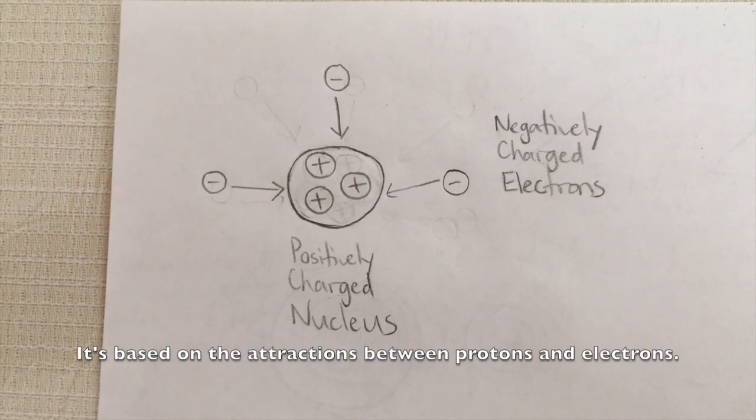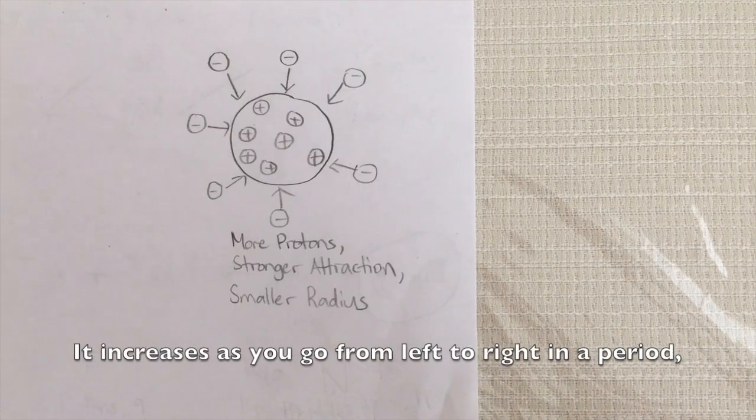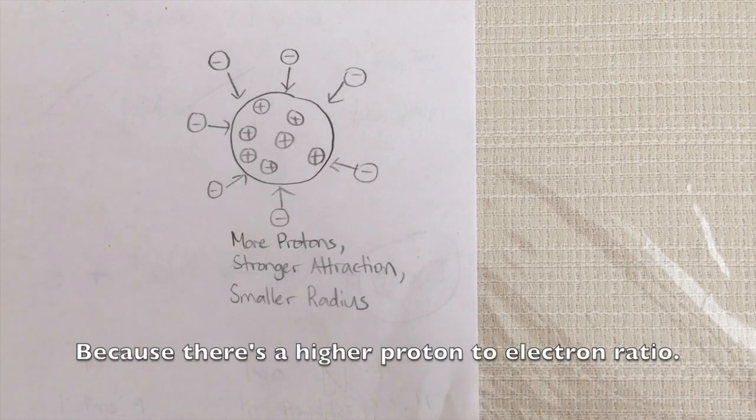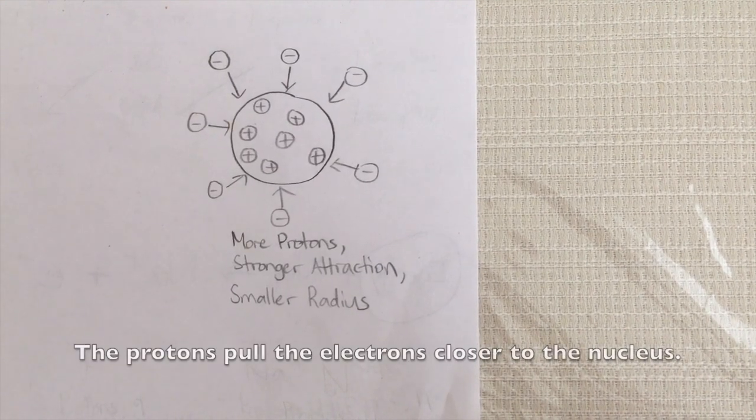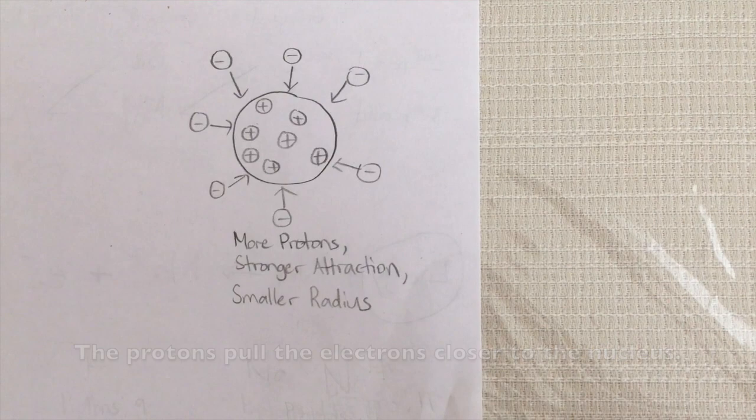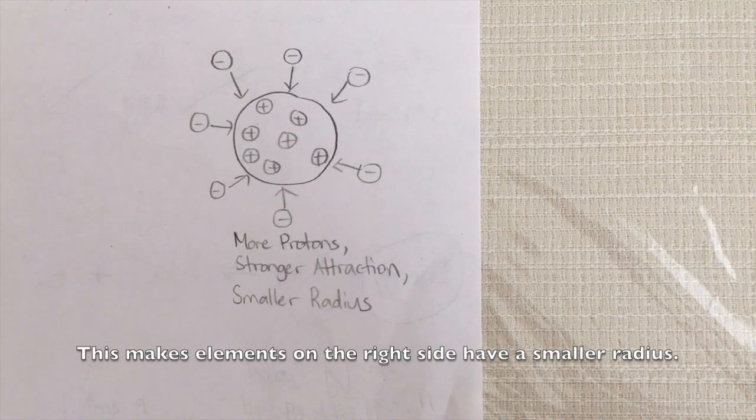First, let's talk about effective nuclear charge. It's based on the attraction between protons and electrons. It increases as you go from left to right in a period. Because of the higher proton to electron ratio, the protons pull the electrons closer to the nucleus. This makes elements on the right side have a smaller radius.